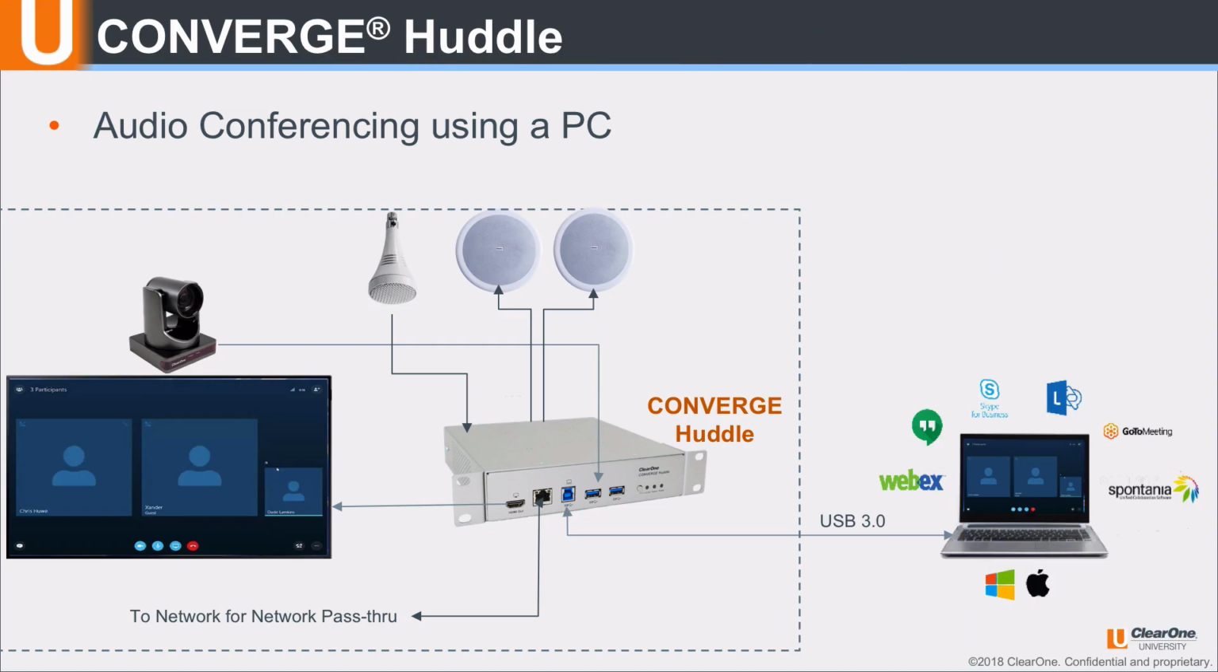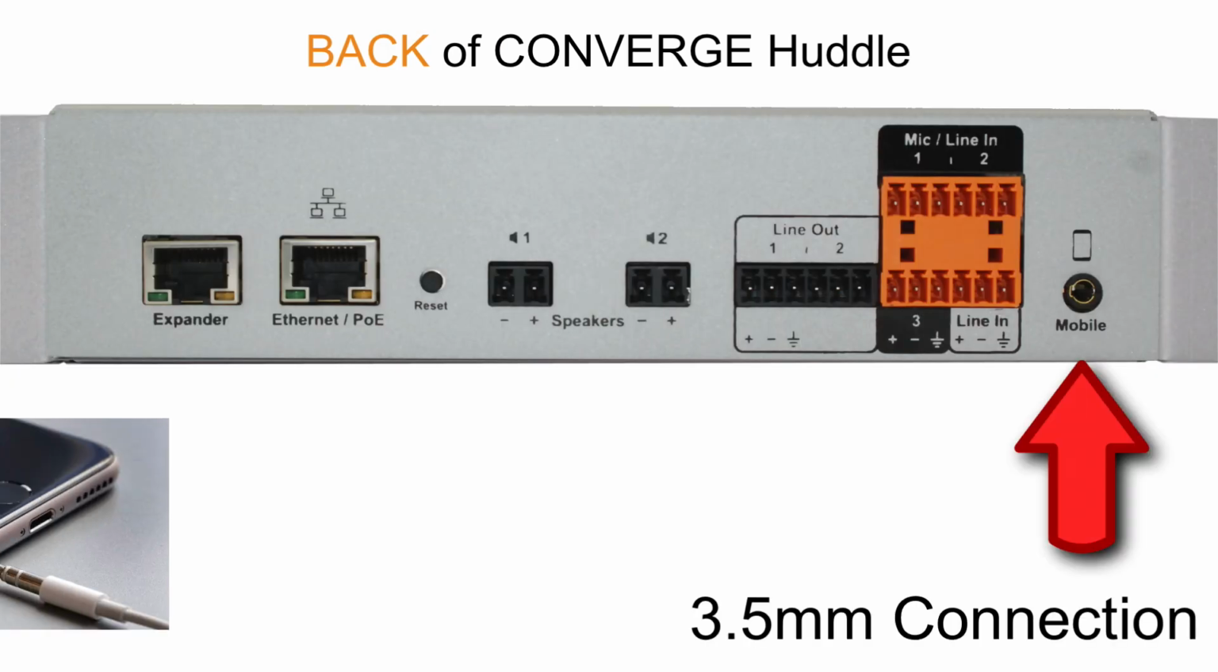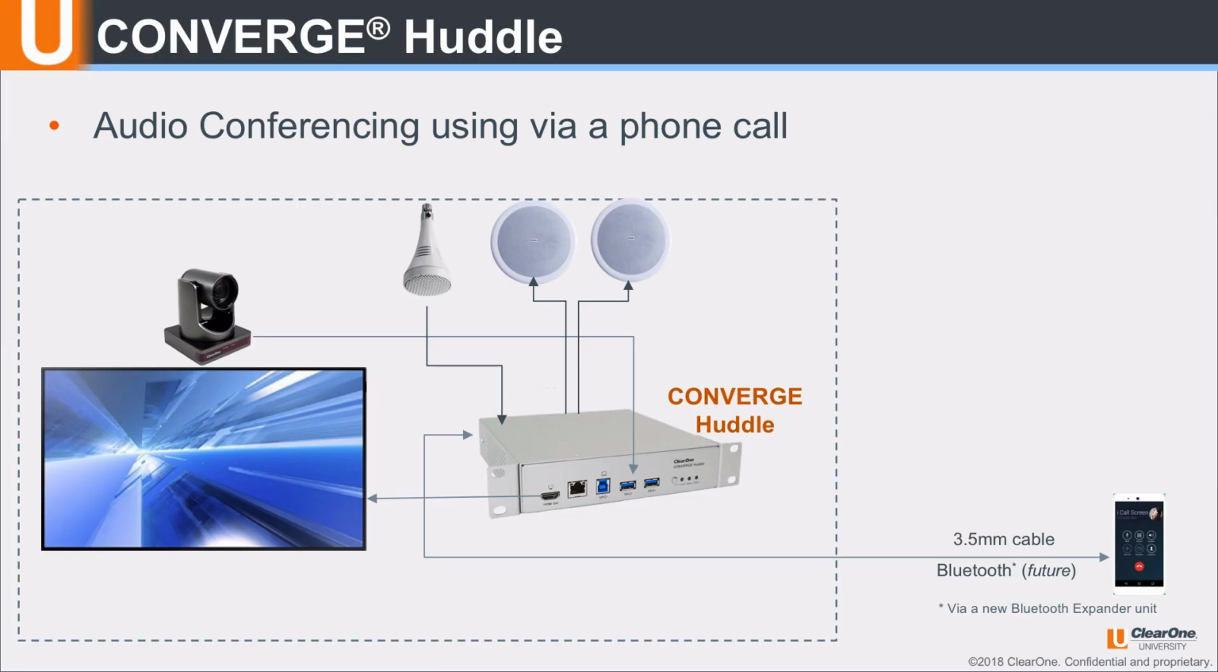The Converge Huddle is flexible enough to use for numerous ways of conferencing. One could just be an audio conference using a PC, where now your audio would be transferred through the huddle to the far end and receive their audio as well. You could use a phone call. There is a 3.5 millimeter cable that's connected to the huddle, and all you would do is plug that into your phone and make a call.